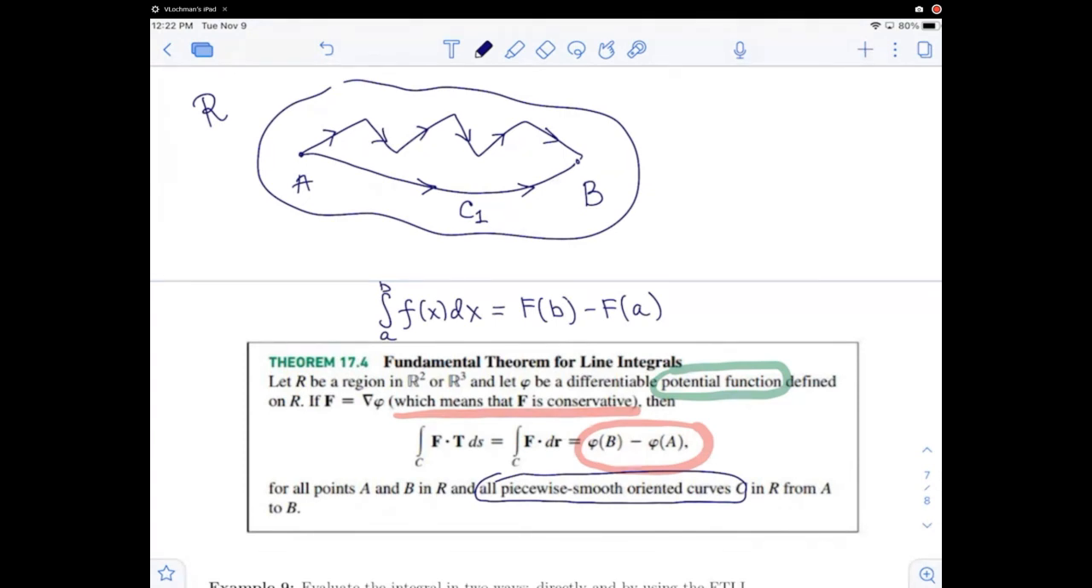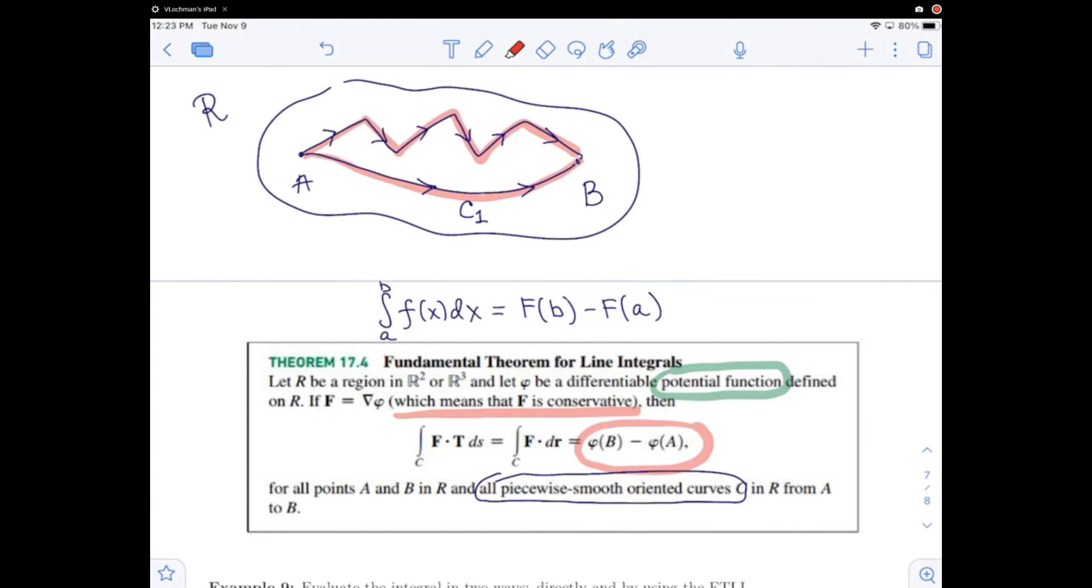Okay, so what are the important components of this theorem? We must have a potential function. This does not work for vector fields that are not conservative. So if a vector field is not conservative, then you would have to do this whole thing and parameterize all of these steps right here. And then your integral would be different if you were to go along this curve right here. But for vector fields that are conservative, this says that it's path independent. It doesn't matter which way you're gonna go. All it matters is the end points.